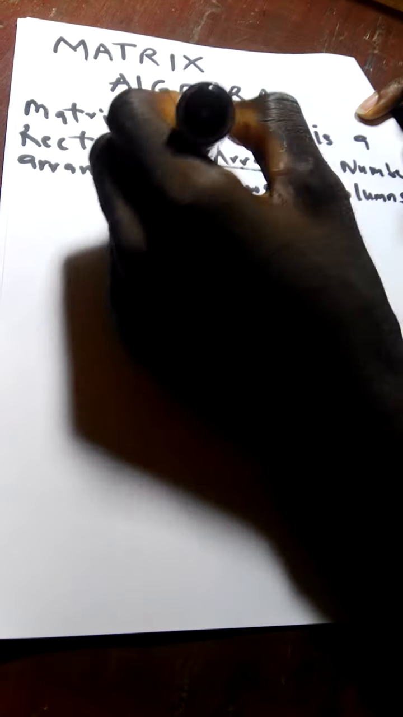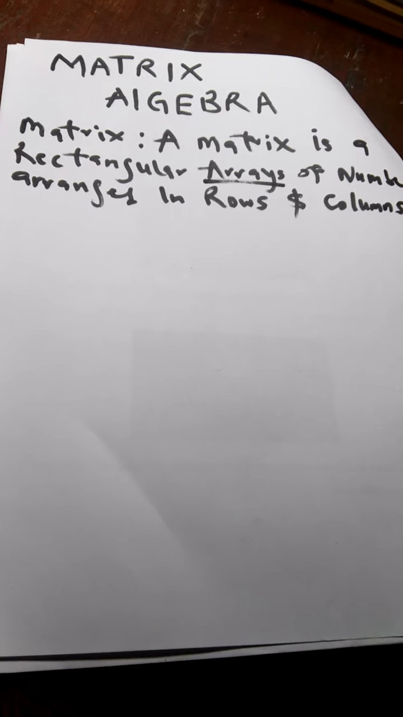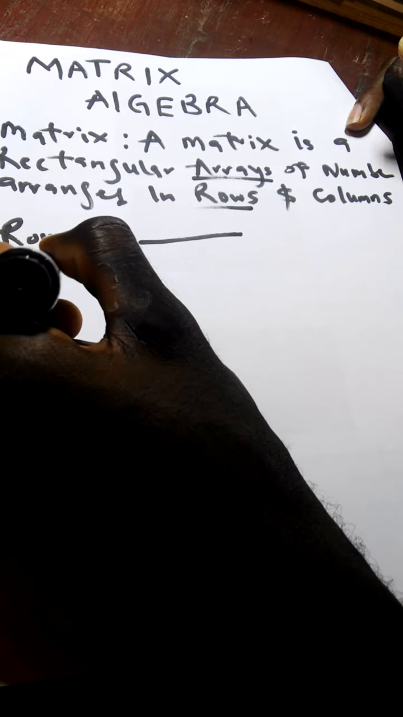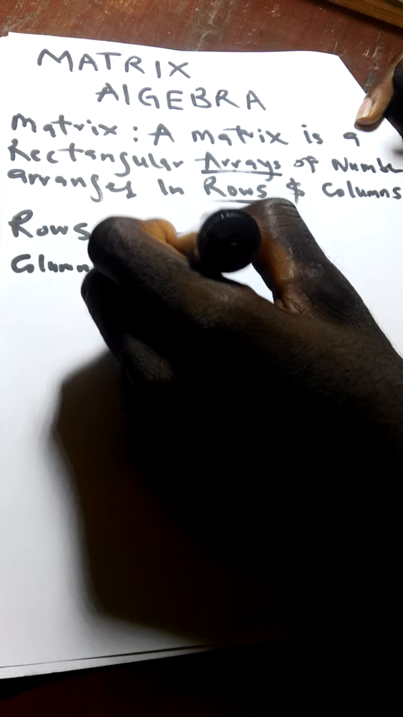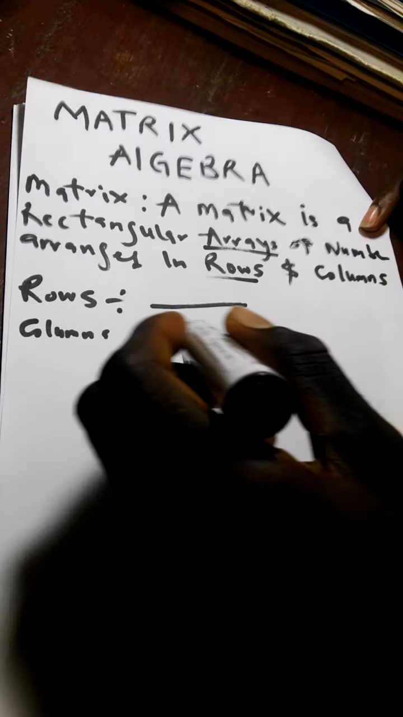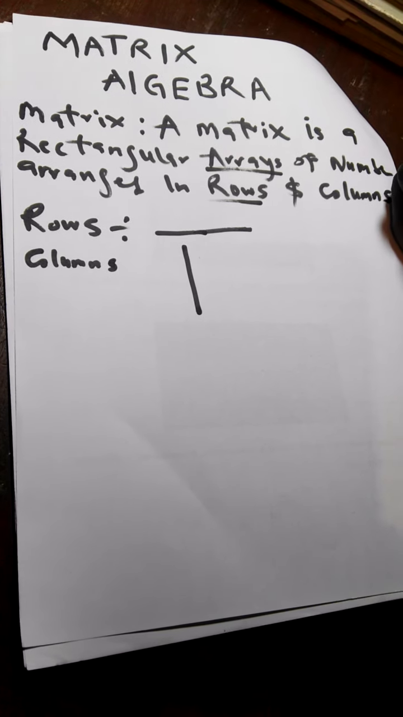Now, what is an array? An array simply means the pattern in which a matrix is being arranged, or the order in which a matrix is being arranged. Now, what is a row? Rows in a matrix simply mean a straight line, like a normal row. That's what row signifies. While column signifies a vertical line.